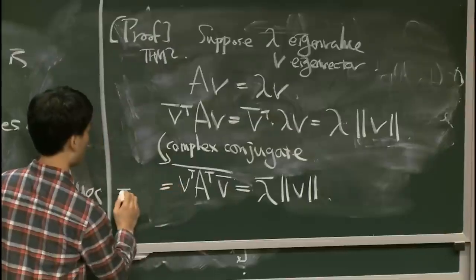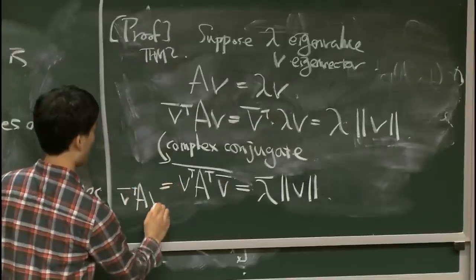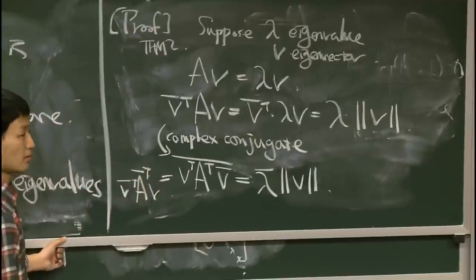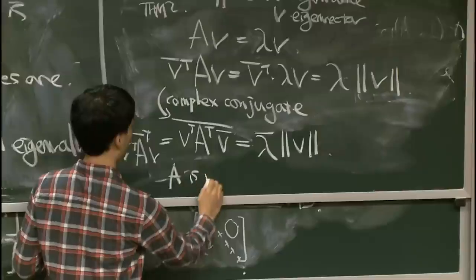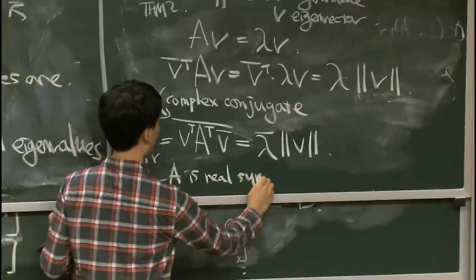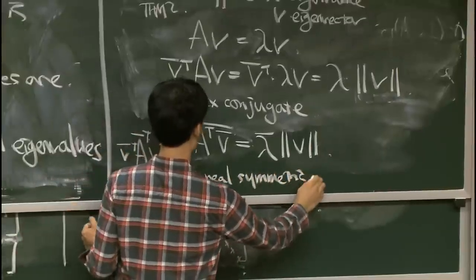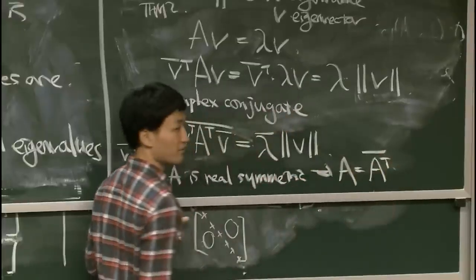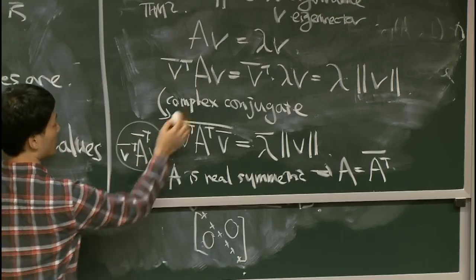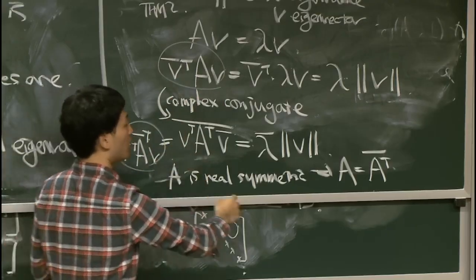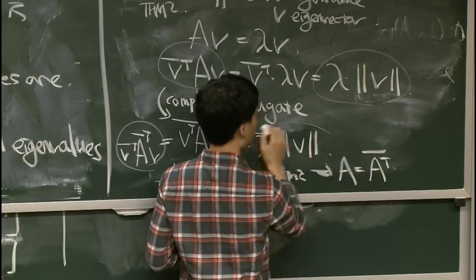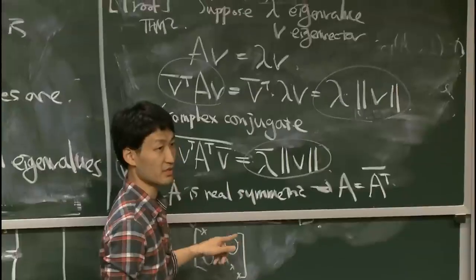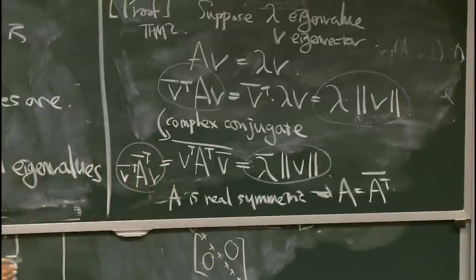And this side is equal to v transpose A v. But because A is real symmetric, A is equal to the complex conjugate of A. So this expression and this expression are the same, and the right-hand side should also be the same. That means lambda is equal to the conjugate of lambda. So lambda has to be real.